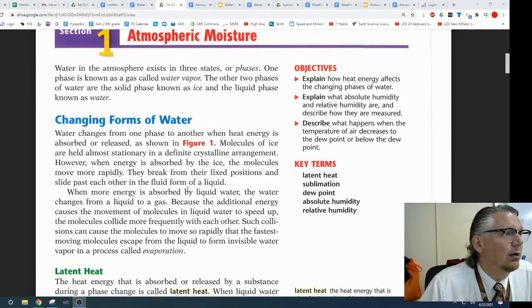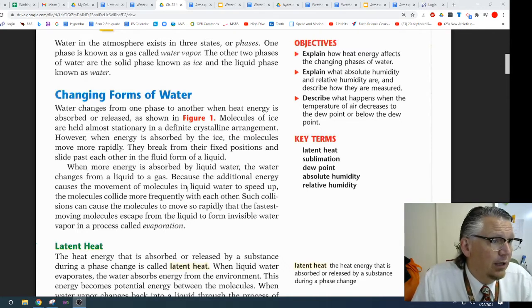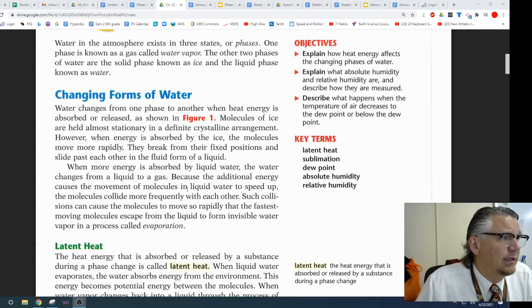Changing forms of water. Water changes form from one phase to another when heat energy is absorbed or released, as shown in Figure 1. Molecules of ice are held together almost stationary in a definite crystalline arrangement. However, when energy is absorbed by the ice, the molecules move more rapidly. They break from their fixed position and slide past each other in a fluid form of liquid. When more energy is absorbed by liquid water, the water changes from liquid to gas.